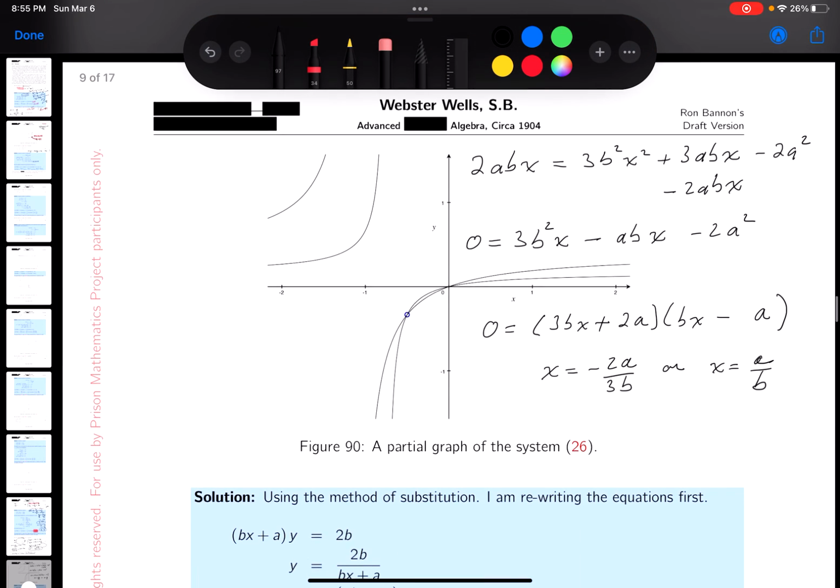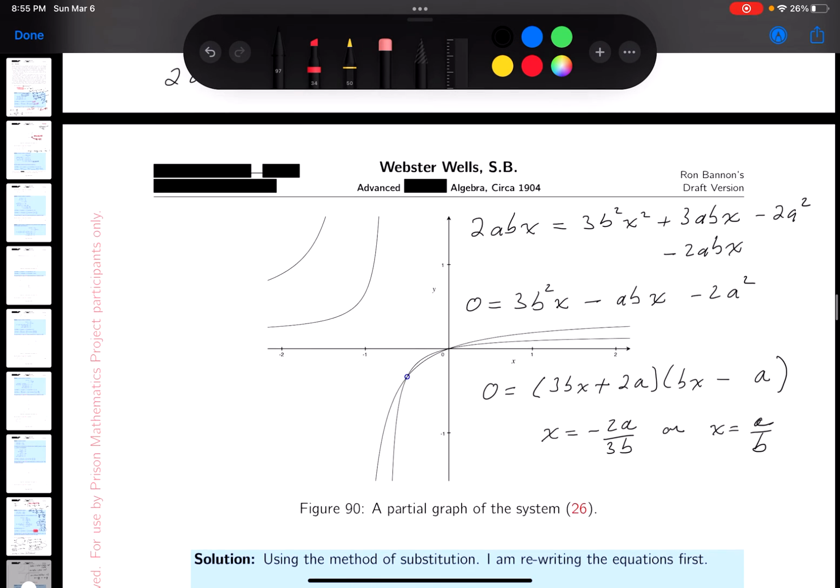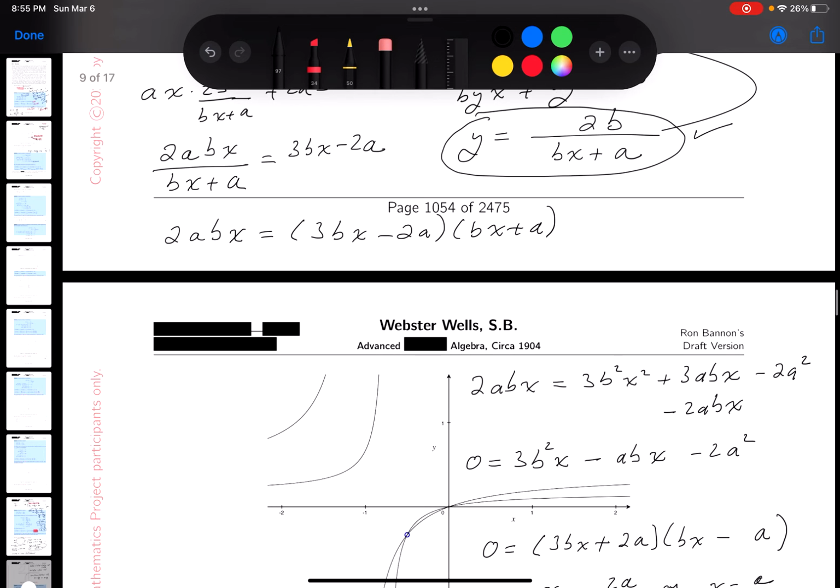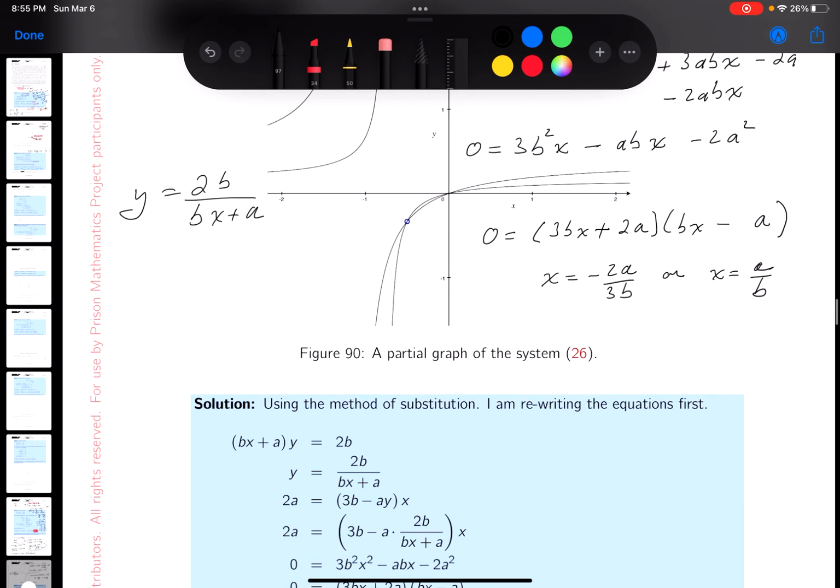So what would I plug in? Well, the x, but I need a y. Then someone says, I don't even know what the y is. It's over here, all right? So let me write that down. So y is equal to 2b over bx plus a, all right? So let's see what we get over there.